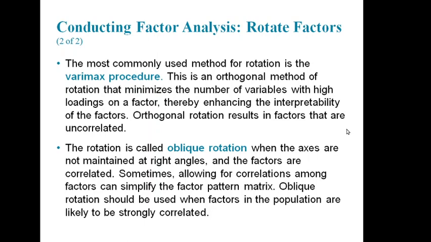Then there is another kind of rotation, which is called oblique rotation, wherein the axes are not maintained at right angles and the factors are correlated. Sometimes allowing for correlation among the factors can simplify the pattern matrix. Oblique rotation should be used when factors in the population are likely to be strongly correlated. If you feel that the factors in the population are going to be highly correlated, then you must go for an oblique rotation. Otherwise, you go for a Varimax procedure because Varimax is the most commonly used factor analysis method.